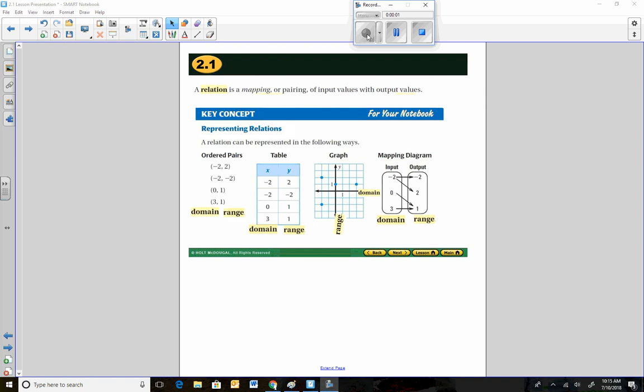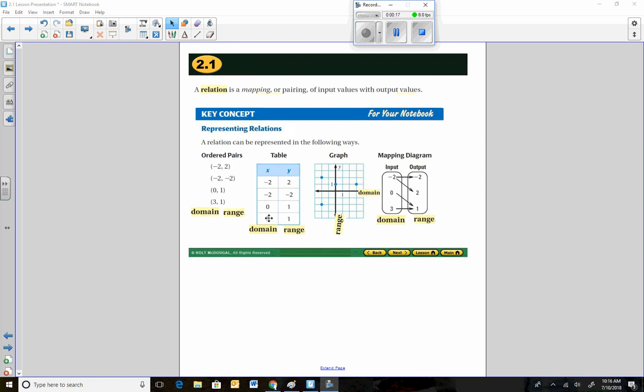Right, we get to start chapter 2 today. All right, first of all, this is an easy concept to start with. You'll love it. Domain and range. X values are domain, Y values are your range. You can get ordered pairs and figure out domain and range.